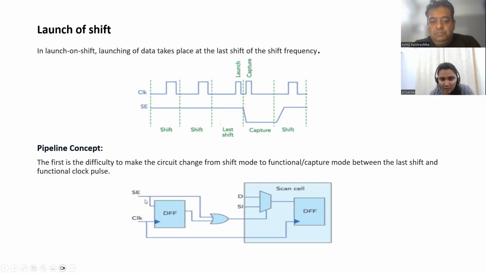You are just controlling this scan enable and clock signal. This is simply an OR gate, so whatever you are keeping here, this signal will come out, and according to this it will work. So we are just playing with this OR gate, and this OR gate will decide what value we should fit here. So this is all about our pipeline concept. It means we are just getting that much time for the functional frequency.